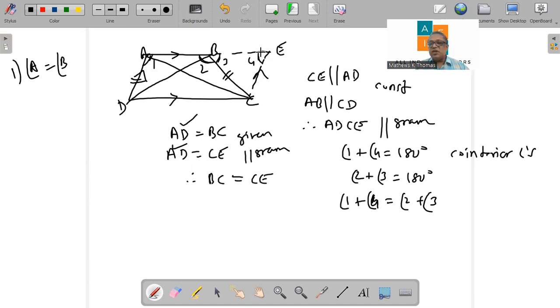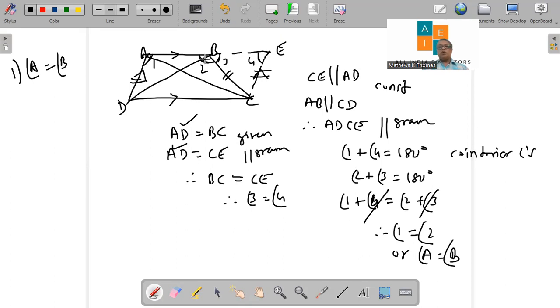If two sides are equal in a triangle, last year you have done this theorem, and this year also you have done that: in a triangle, if there is a triangle with two sides equal, that is isosceles triangle, then the angles opposite to them will be equal. So 3 will be equal to 4. So if BC and CE are equal, then obviously 3 and 4 are equal. So I can cancel 3, 4. I will get 1 equal to 2. And the first part of this question is proved, which means that angle A and B are equal.